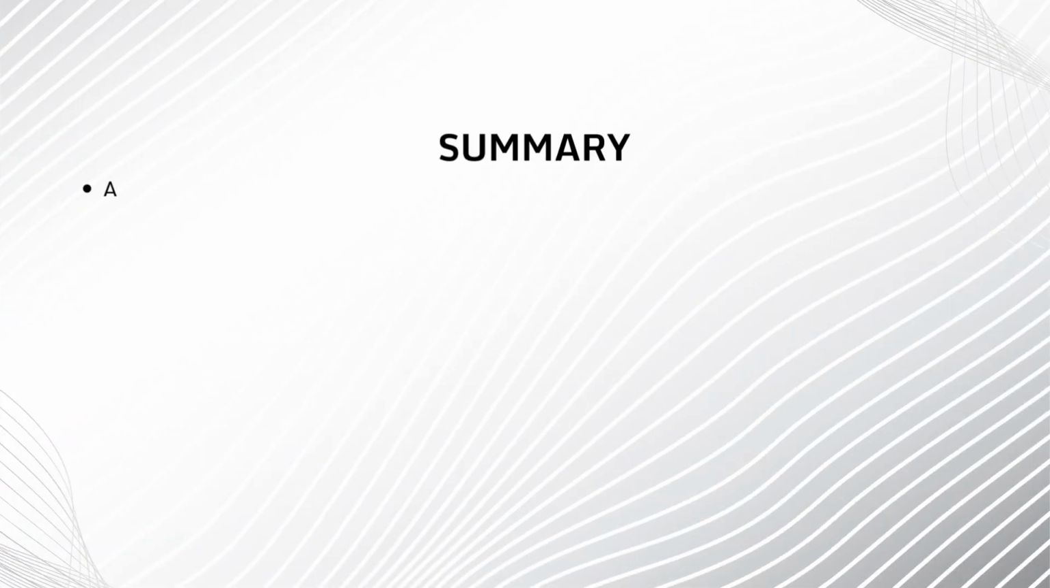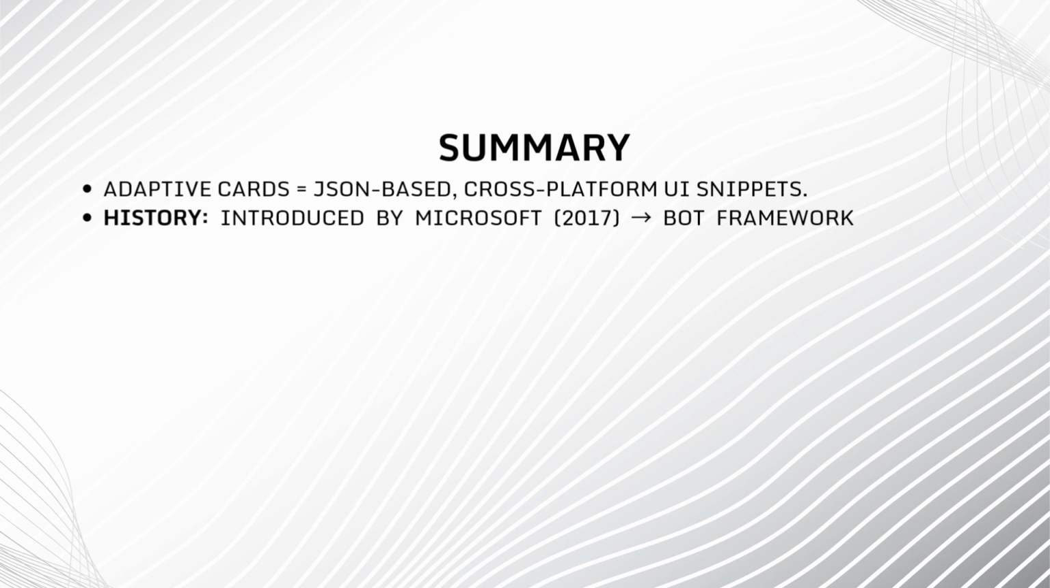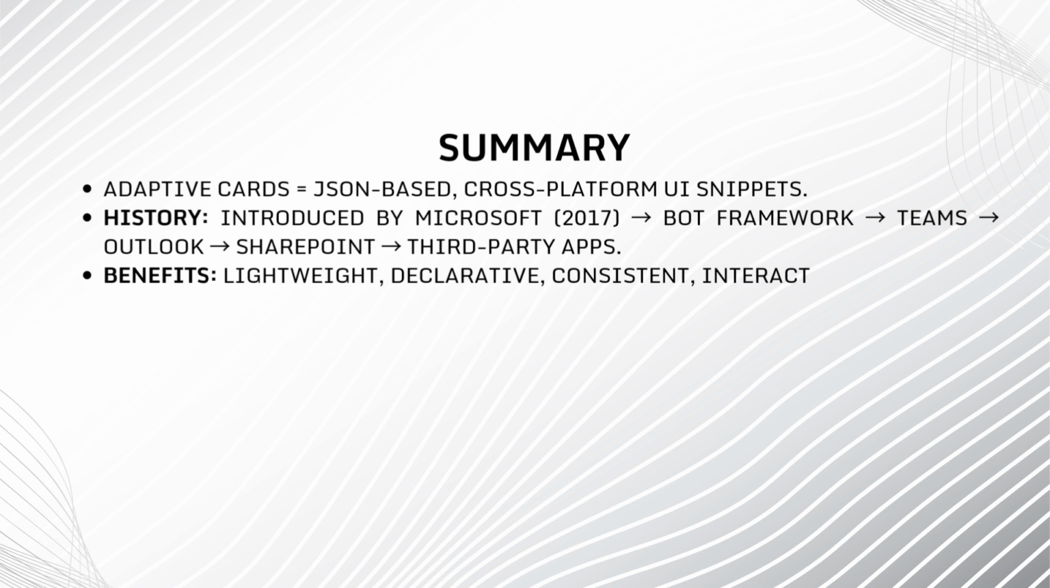So here is the summary of Chapter 1. Let me quickly recap what we've covered today. Adaptive cards are essentially JSON-based, cross-platform UI snippets that revolutionize how we create interactive content across different applications. Looking at the history, they were introduced by Microsoft in 2017, starting with the Bot framework, then expanding to Teams, then Outlook, then SharePoint, and now they're being adopted by third-party applications across the industry.